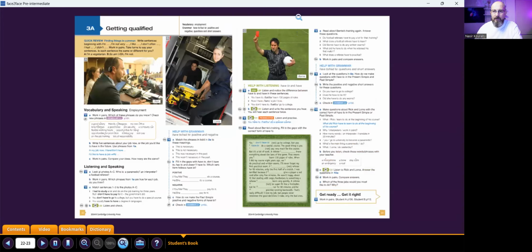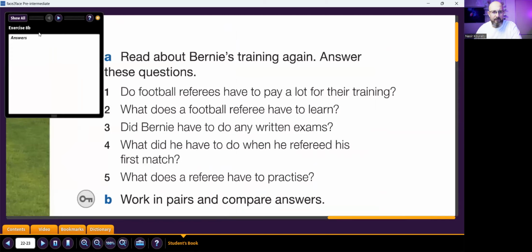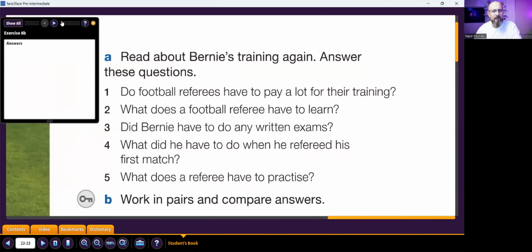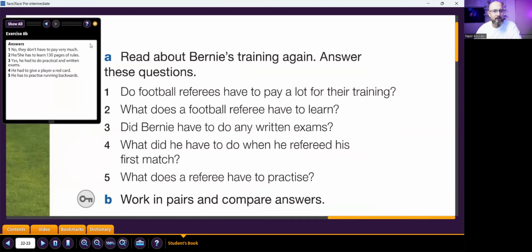Now let's check the answers. I'm gonna put the answers. So number 1, do football referees have to pay a lot for their training? No, they don't. They don't have to pay very much. Number 2, what does the football referee have to learn? He or she has to learn 130 pages of rules.